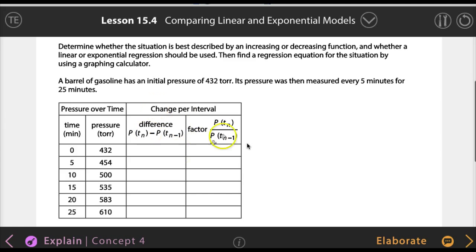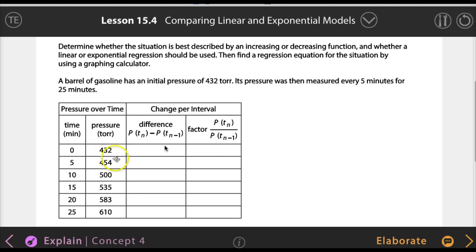And so what they're trying to do over here is they want to see if you understand if this is a linear function or an exponential function. If the difference is the same, if you're adding by the same number every single time, then it's a linear function. If you are multiplying by the same number, then you know that this is an exponential function. That's why they have these two things for you, but you don't really have to fill it out. You already know the answer.